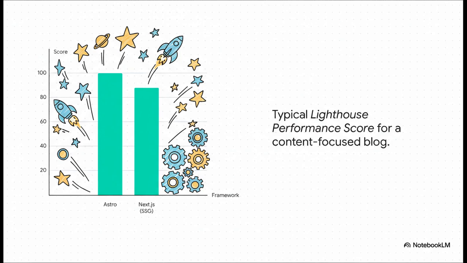Astro makes hitting a perfect 100 on content-heavy sites, well, it's actually pretty achievable. Now, to be fair, a well-built Next.js site using static site generation can still be really fast, scoring a very respectable 88, but Astro's architecture just gives you a massive head start right out of the gate.